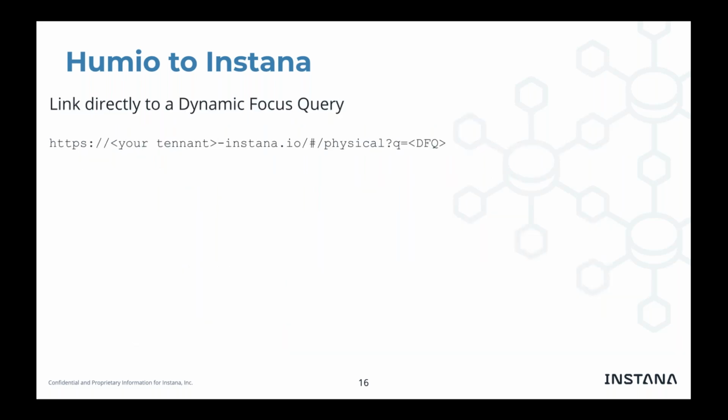Additionally, you can link back into Instana via dynamic focus query. So this is another way of hopping back from Humeo by building that link up and populating a suitable dynamic focus query, which will again take you back to the right place in Instana in context, so you can continue your investigation. So that's all the theory. What does it look like in practice?